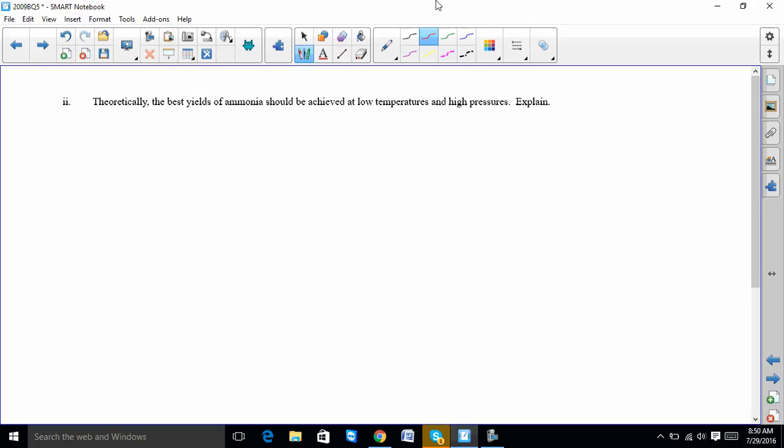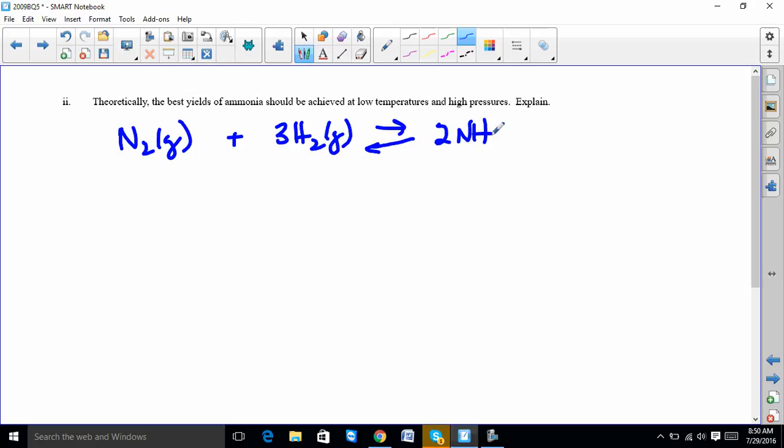Okay, so now this one's kind of crazy because they didn't in part B tell you, write it like this, but this is a Le Chatelier's principle because actually this should have been written like this, and I'm going to check that when I'm done. Maybe it was and I typed it wrong, but I didn't think so. But here's the deal. Theoretically, the best yields of ammonia should be achieved at low temperature and high pressure.